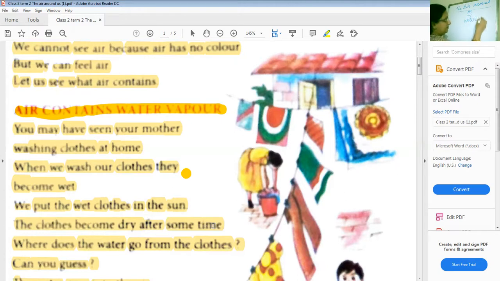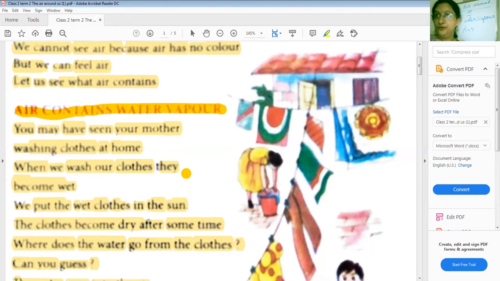The water that has gone into the air is called water vapor. So where do you find air? You find air all around yourself. Can you see the air? No, we cannot see the air. But can you feel the air? Yes, we can feel the air. When do you feel the air?